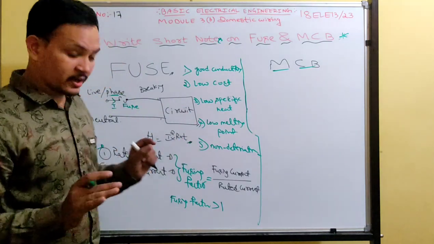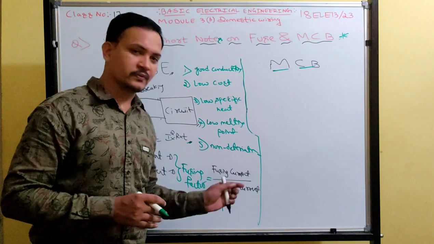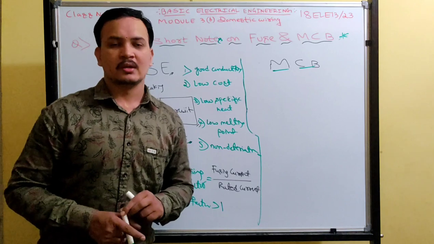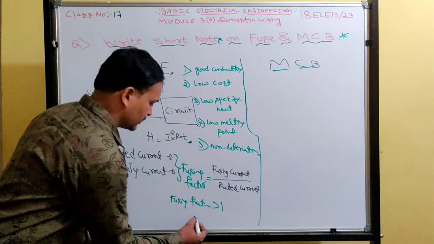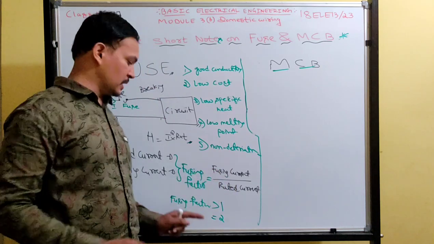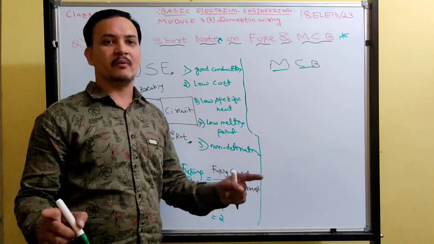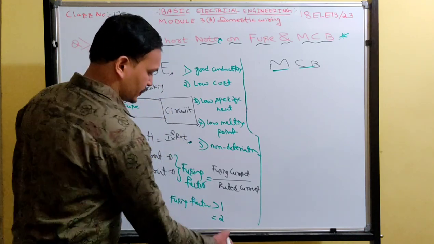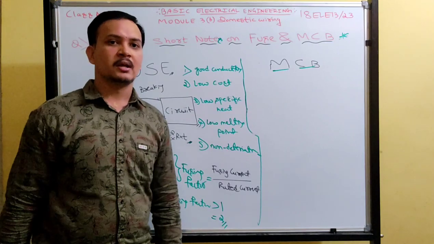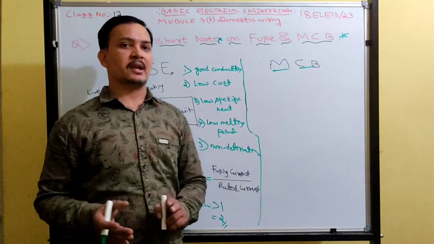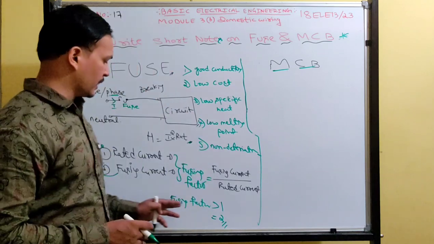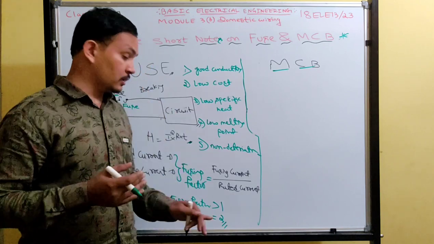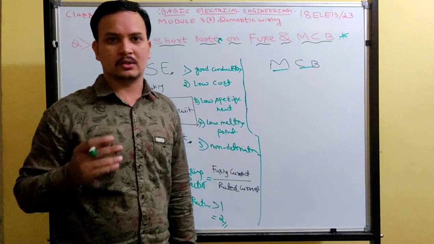For domestic wiring, if we install the fuse, as per the Indian Electricity Rules, we should maintain the fusing factor value of 2 when installing fuses in the various stages of the wiring system. Its value keeps changing depending on the load, how much current it is carrying. Based on that we can select different fusing factor values, but it should be more than 1.